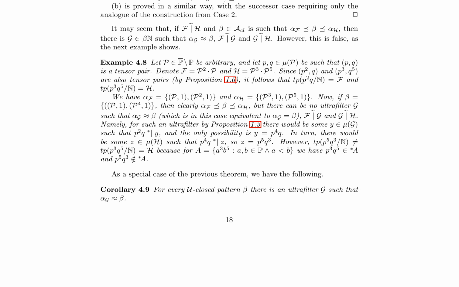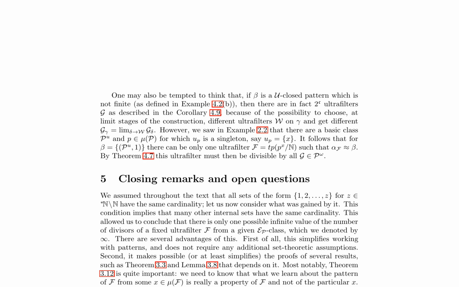A crucial aspect of beta being a U-closed pattern that is not finite lies in the possibility of choosing different ultrafilters at limit stages. This leads to the conclusion that for a specific beta, there can only be one ultrafilter F that satisfies certain conditions, a finding essential for Theorem 4.7 and Corollary 4.9.